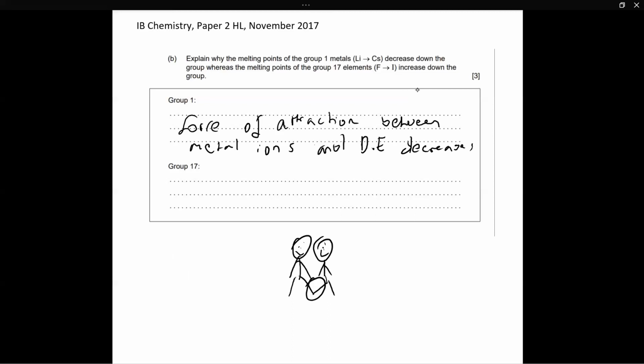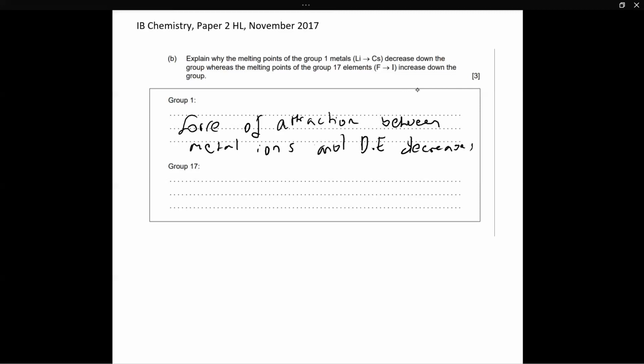And similarly, group 17 elements bond in a different way. Group 17 elements bond with each other by something called van der Waals forces or London dispersion forces, right? London dispersion forces is a type of van der Waals force. So what exactly is that? What do I mean when I say that?